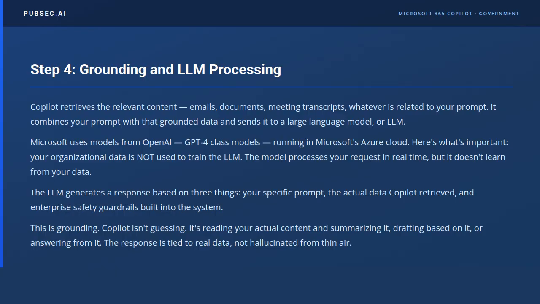The LLM generates a response based on three things: your specific prompt, the actual data Copilot retrieved, and enterprise safety guardrails built into the system. This is grounding. Copilot isn't guessing. It's reading your actual content and summarizing it, drafting based on it, or answering from it. The response is tied to real data, not hallucinated from thin air.